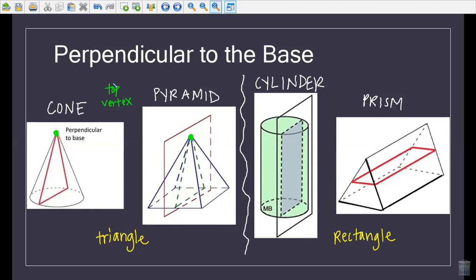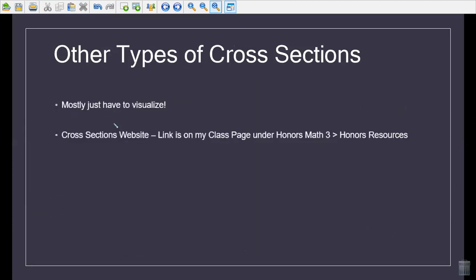Remember, it's triangle for pyramid and cone, rectangle for prism and cylinder, but for your pyramid and cone, it's got to go through that top point. All right, and I'll show you an example in a second of what it would look like if it didn't. Okay, so those are our two set patterns. Other than that, you're just going to have to kind of visualize.